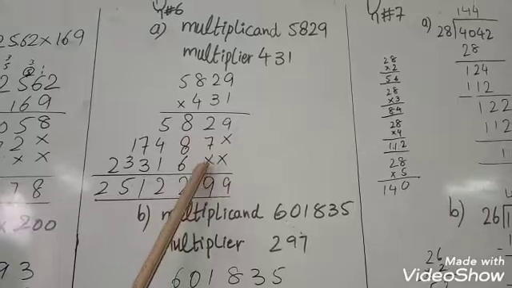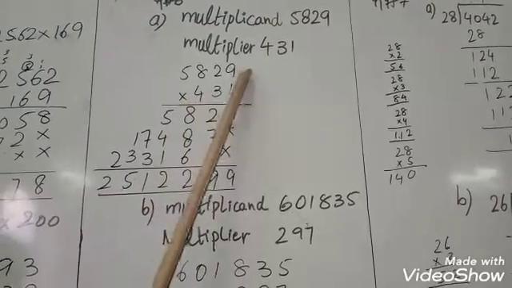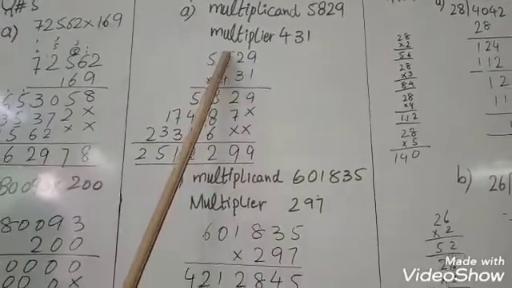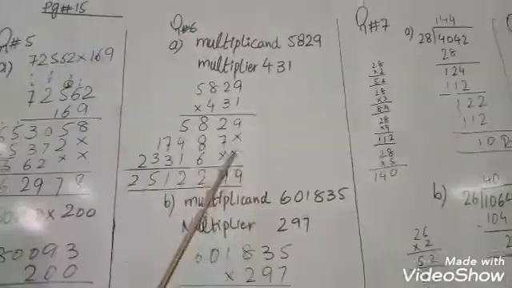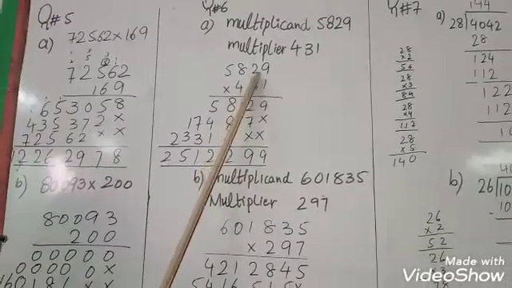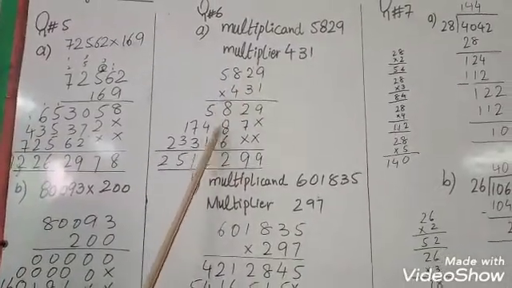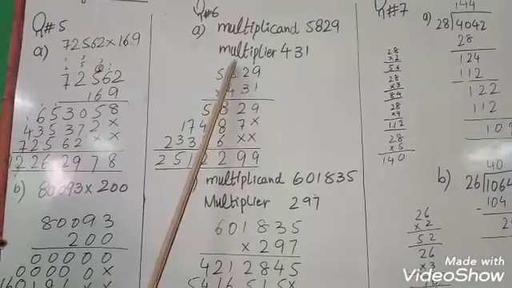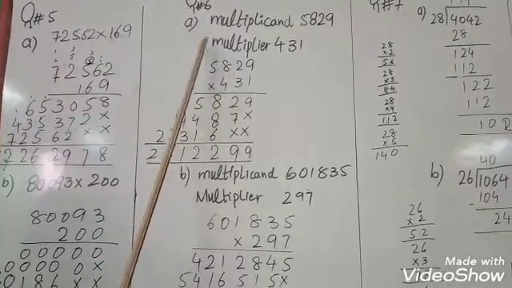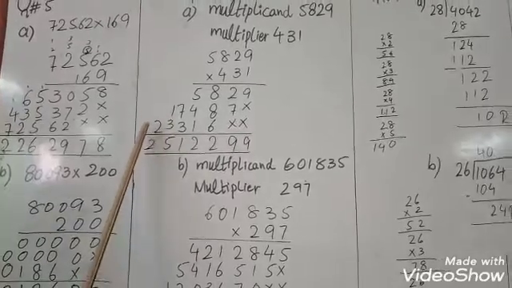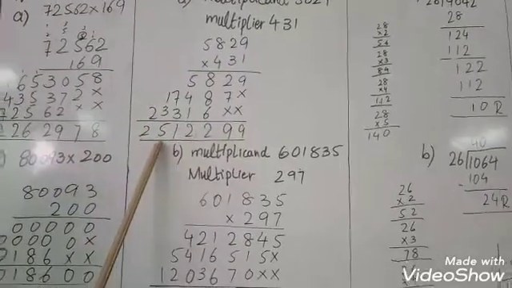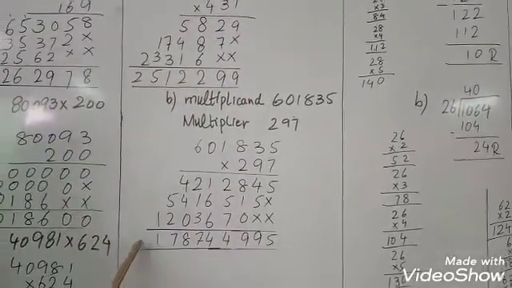For the third one, we write two crosses here. 4 times 9 is 36, 6, 3 carry. 4 times 8 is 32 plus 3 is 35, 5, 3 carry. 4 times 2 is 8 plus 3 is 11, 1, 1 carry. 4 times 8 is 32 plus 1 is 33, 3, 3 carry. 4 times 5 is 20 plus 3 is 23. Now we add these values and this is your answer. Next questions are also the same.